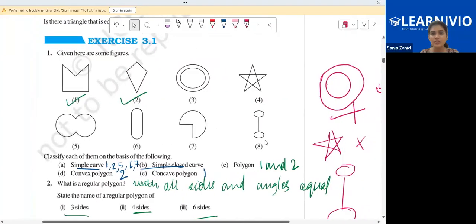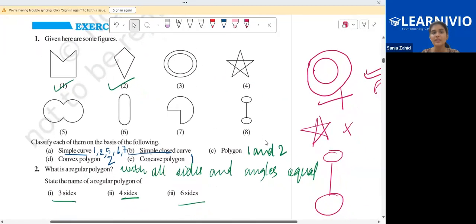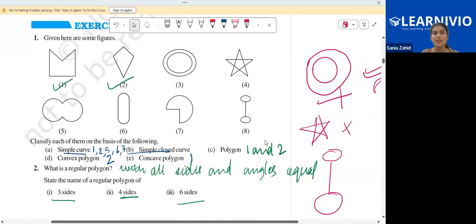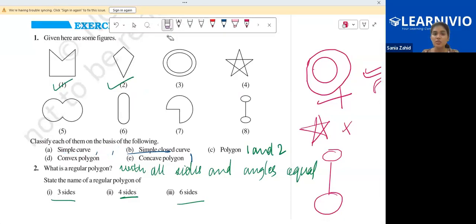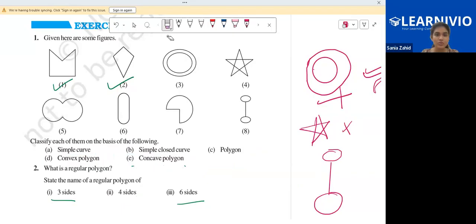Next you have: given here are some figures, and you have to classify them on the basis of the following. Which of them are simple curves, which are simple closed curves, which are polygons, which are convex and concave polygons. So what is a simple curve? A simple curve is not going to intersect itself, first of all. So you can cross the ones which are intersecting, or where you have to lift the pencil to make those figures. Number 3 you have to lift your pencil, so that's not a simple curve.